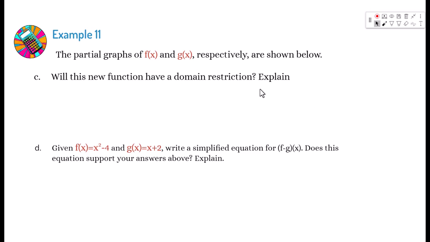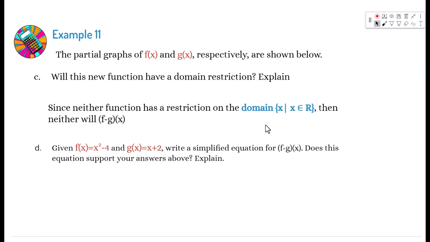But our quadratics in the domain, well, the domain for a quadratic is the real numbers. Same for a linear. Linear functions also have domains with no restrictions. So if we're combining two functions that have no restrictions, then our combined function will also have no restrictions. So in this one right here, since neither function has a restriction on the domain, in other words, x is an element of the real numbers, then neither will f minus g.